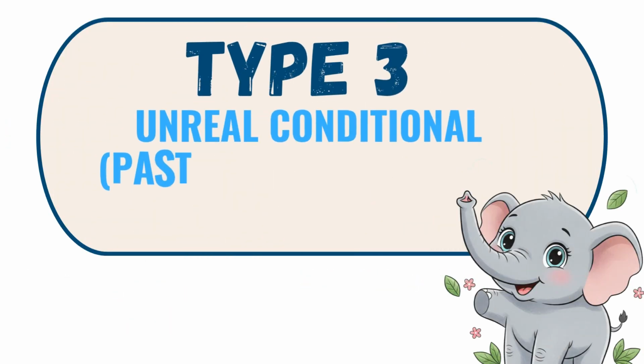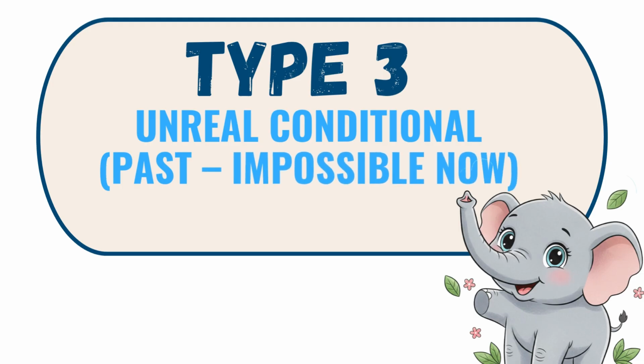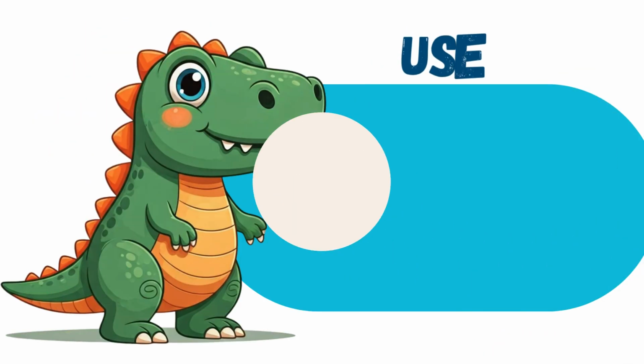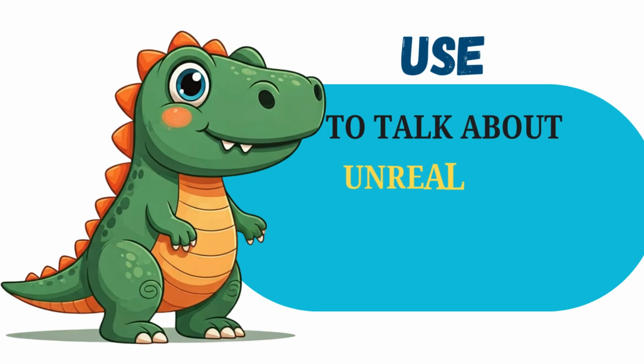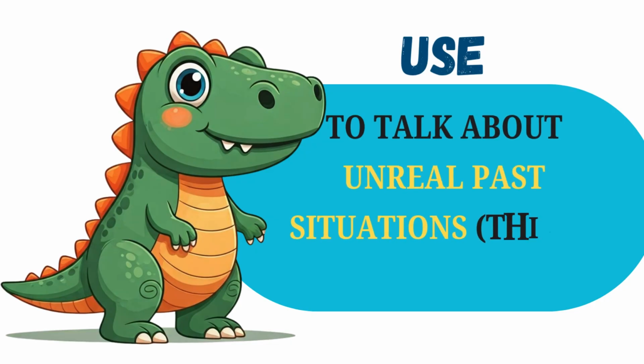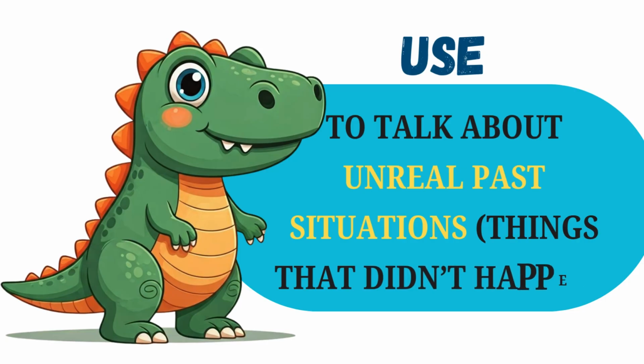Type 3 conditional, third conditional. The third conditional is used to talk about past situations that did not happen and their imaginary results. It is often used to express regret or missed opportunities.